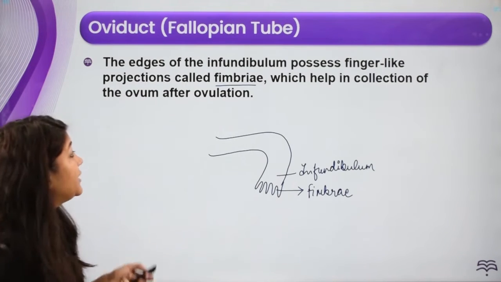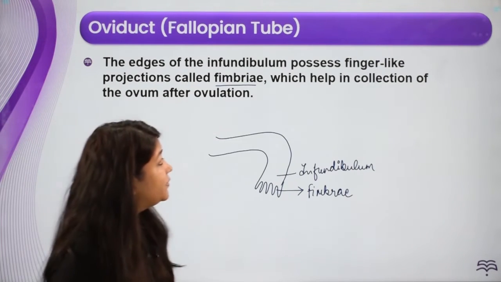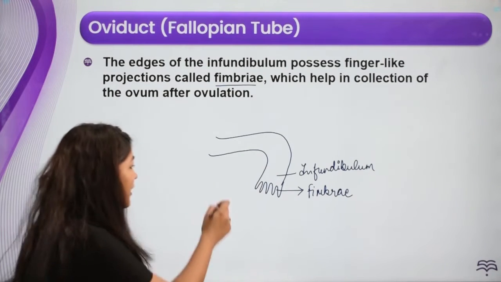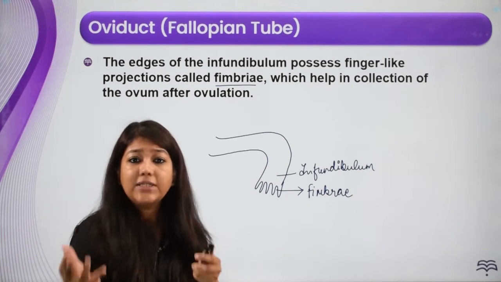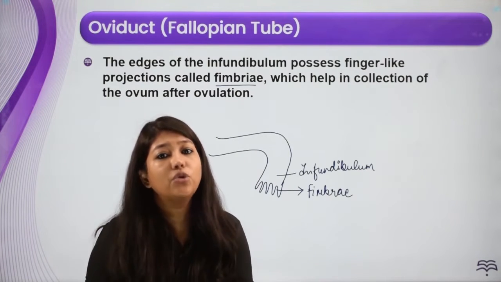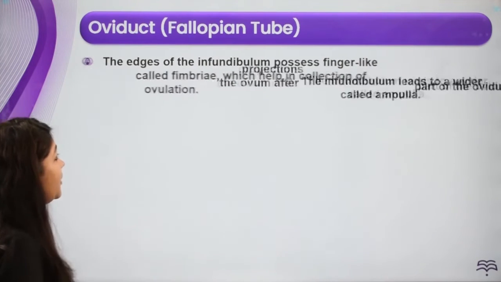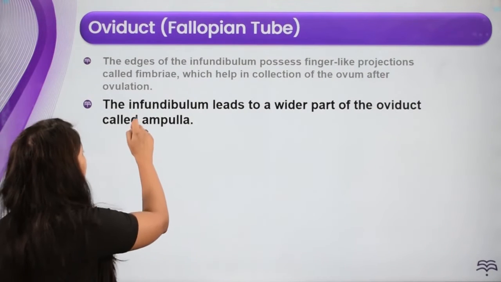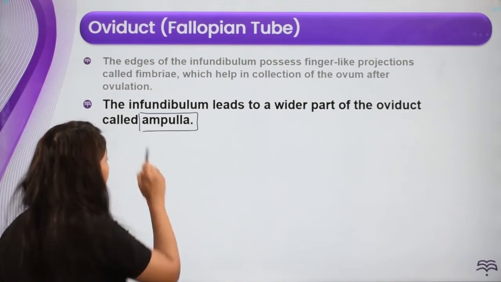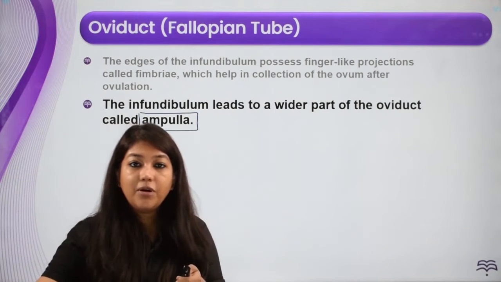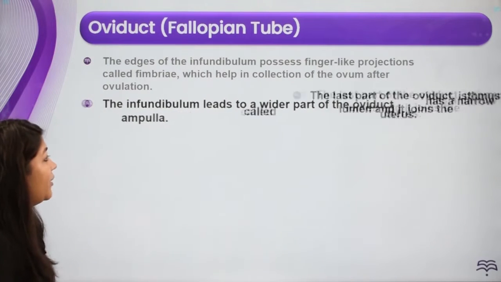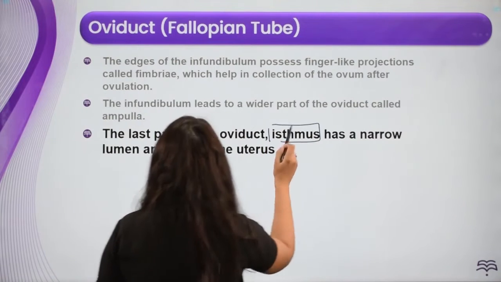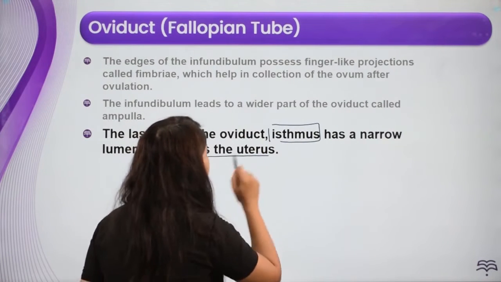So what is the function of the fimbriae? It helps to collect the ovum after the process of ovulation, right? They are finger-like projections, so what will they do? As soon as the ovary releases the egg, they are going to catch it, they are going to collect it. All right, then the infundibulum leads to the wider part of the oviduct, which is called the ampulla. So infundibulum, then the ampulla. Next, the last part of the oviduct, the isthmus, has a narrow lumen and it joins the uterus.